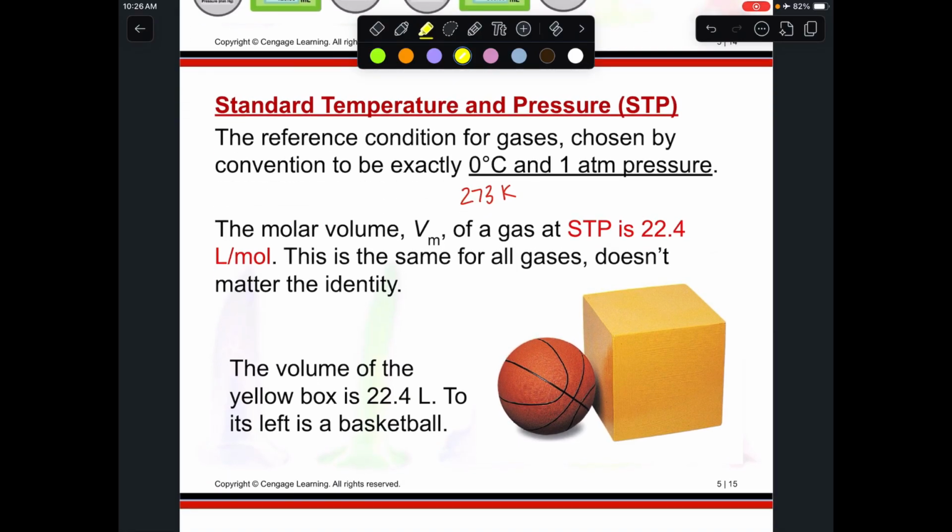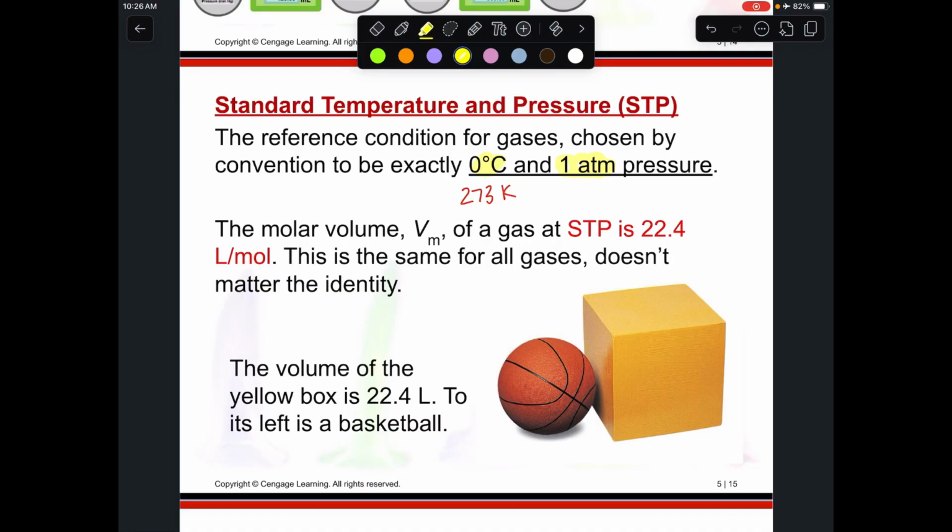And when you see STP written in a problem, you have to understand that it means 0 degrees Celsius and 1 ATM. And so 0 degrees Celsius we know as 273 Kelvin, and 1 ATM pressure is actually what we exist at. So another situation you have to understand is STP can be used as a conversion whenever we are talking about a certain gas.